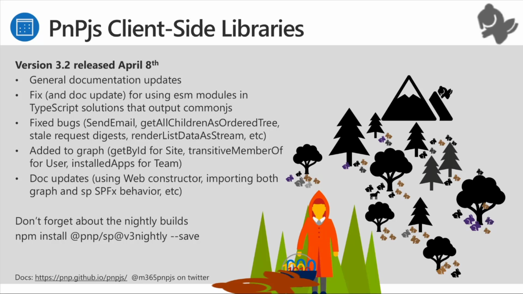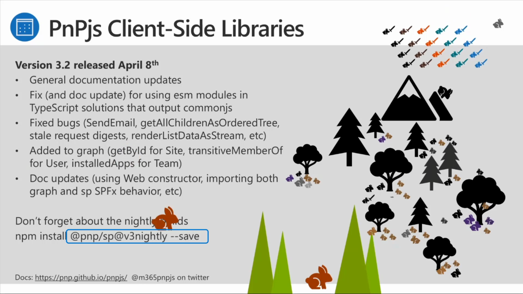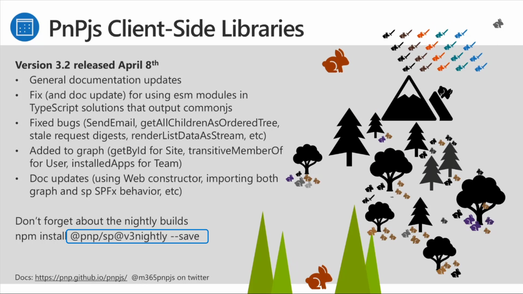Also just a reminder that any PRs that end up getting merged will show up in the nightly builds. We're doing nightly builds every night, and you can check that out by doing an install with @pnp/sp@v3nightly --save, and that will add the nightly build. So if you've submitted a bug and that fix has been merged in, you can check it out to make sure that it's working for you before the official release for the month. And then as always, follow us at M365 PnP.js on Twitter. If you have any issues, please submit them to our issues list. And so back to you, Patrick.